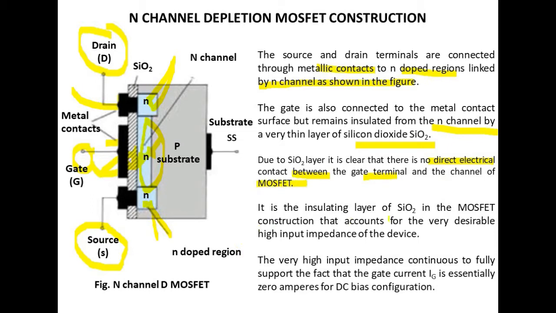It is the insulating layer of silicon dioxide in the MOSFET construction that accounts for the very desirable high input impedance of the device. The very high input impedance continues to fully support the fact that the gate current Ig is essentially 0 amperes for DC bias configuration. It means no current will flow through this terminal. That is Ig will be equal to 0 ampere.